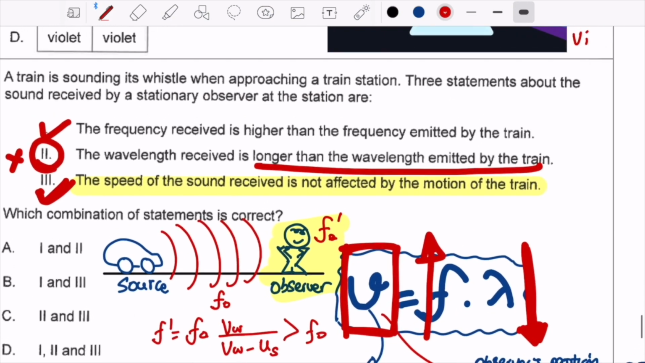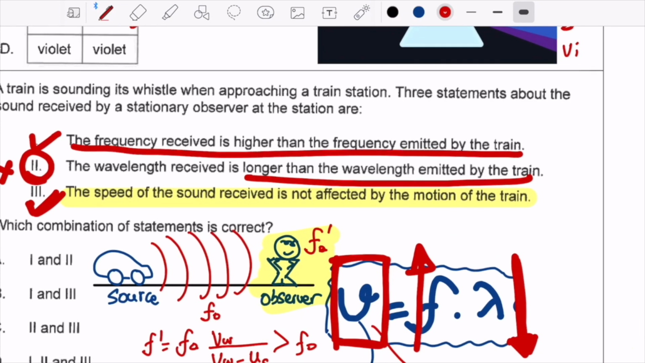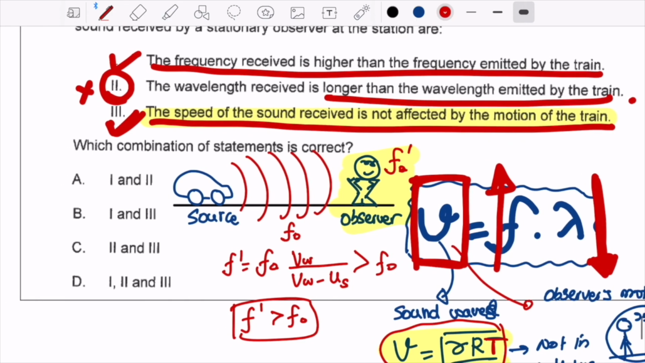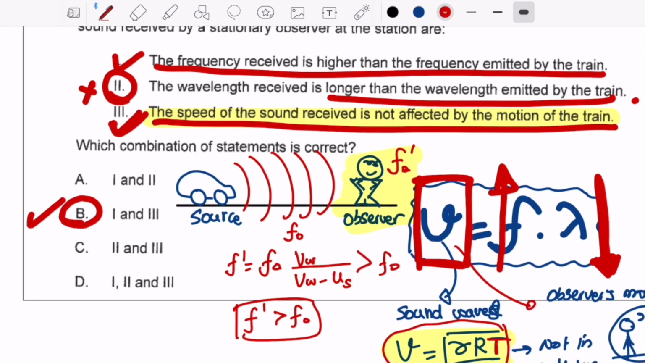This is basic knowledge, the frequency and so on, we know from the Doppler effect. Now we understand if you don't move, the relative velocity does not change. Based on that we can get the third one as wrong. So the answer is 1 and 3 is correct. Answer is B.